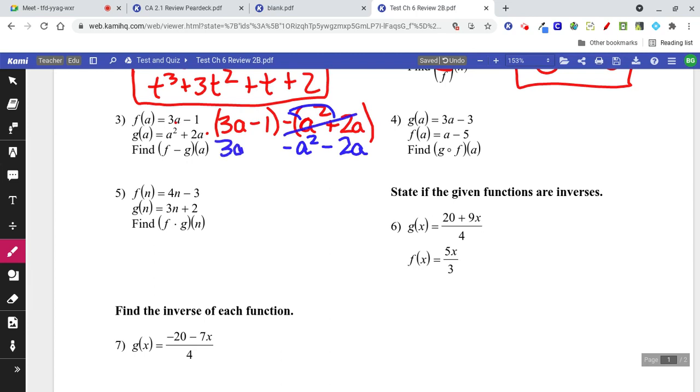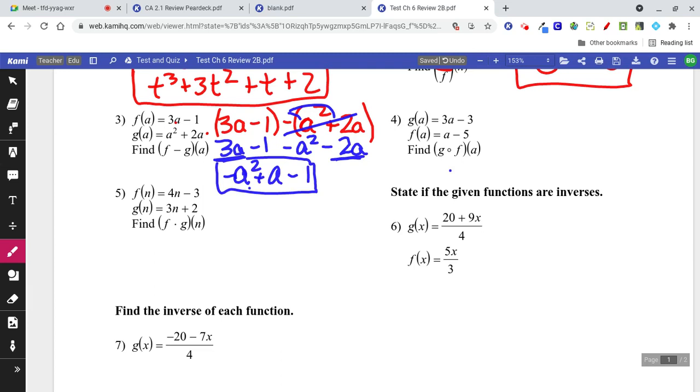You've got 3a minus 1 minus a squared minus 2a. Now I'll think about putting the like terms together. 3a minus 2a is a, but just write them in order. You've got negative a squared plus this a minus the 1. There you go.